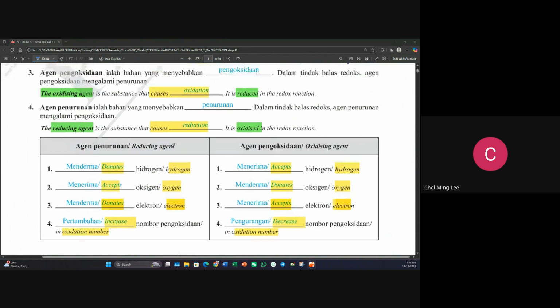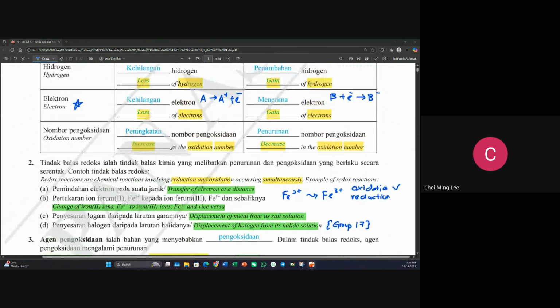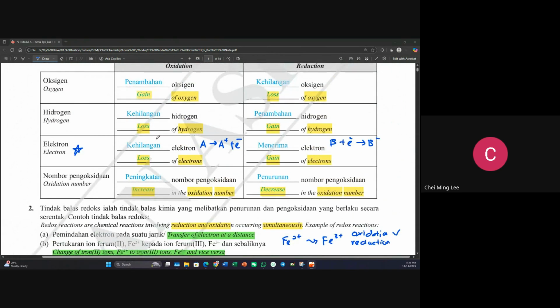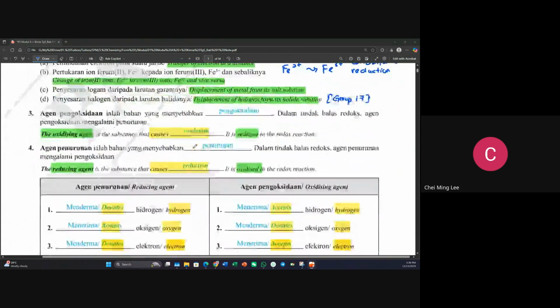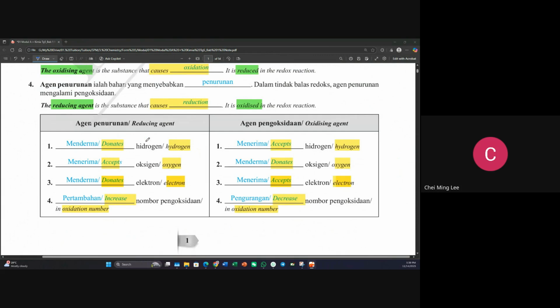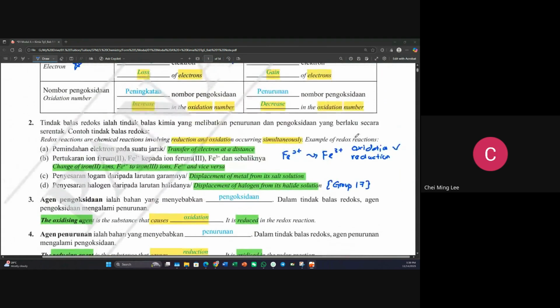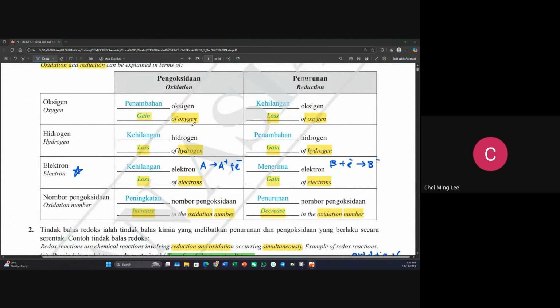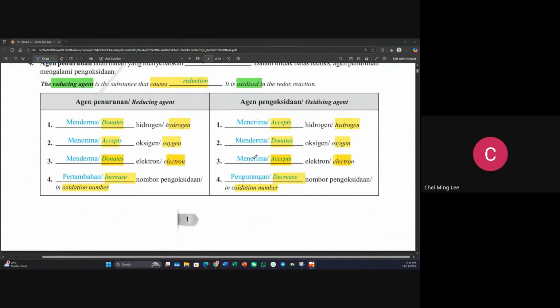So you will follow mostly this, almost similar: you will donate hydrogen. This one is reducing agent. So you will donate hydrogen, accept oxygen, donate electron. It donates electron, that is, release electron and increase the oxidation number. I think these two are reversed. Wait a moment, gain oxygen, yes. Okay.